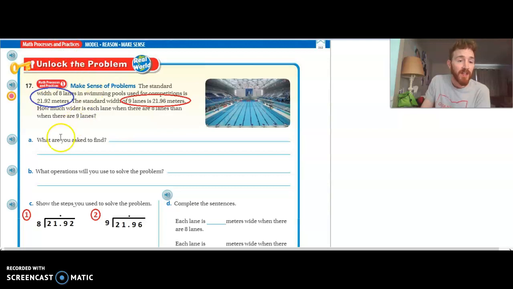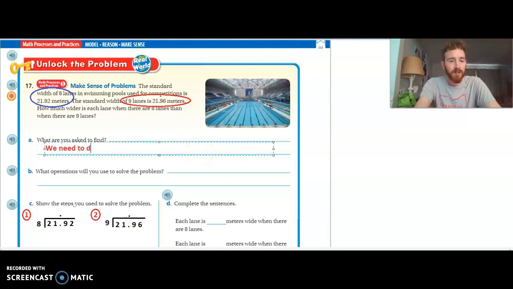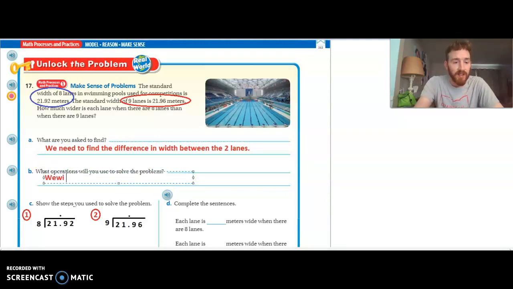So a couple things here. When it's asking us, what are we asked to find? We need to find the difference between the 2 lanes. Now, what operations are we going to use to solve the problem? First of all, we need to use division. We will use division, but we're also going to use another operation. If we're going to find the difference between 2 answers, we're going to find those quotients, and then we're going to use subtraction to find the difference, which will be our final answer.